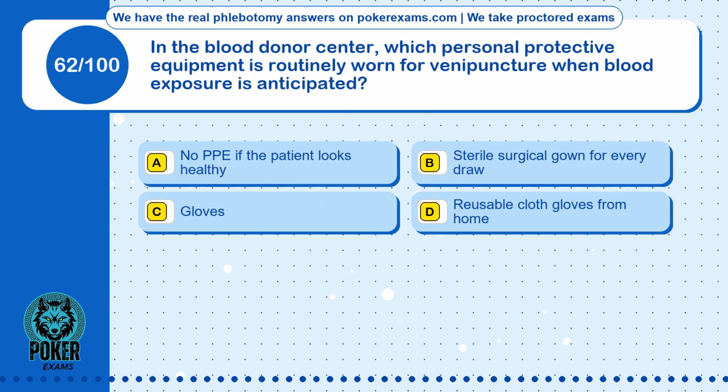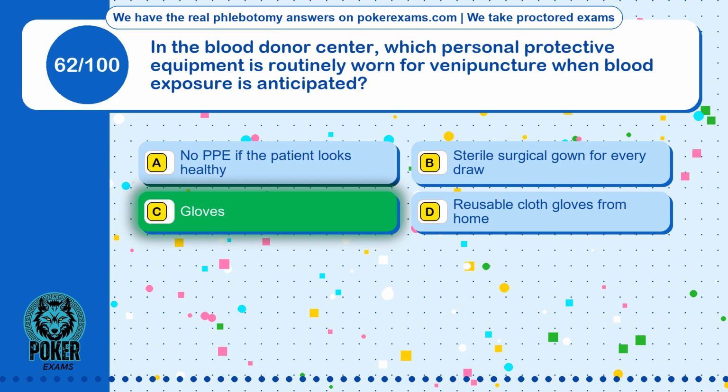Question 62. In the blood donor center, which personal protective equipment is routinely worn for venipuncture when blood exposure is anticipated? Option A. No PPE if the patient looks healthy. Option B. Sterile surgical gown for every draw. Option C. Gloves. Option D. Reusable cloth gloves from home.